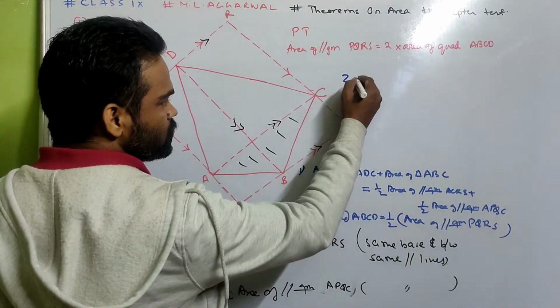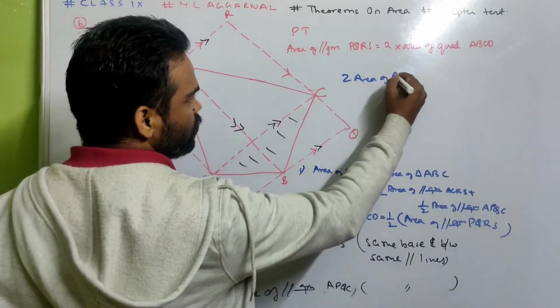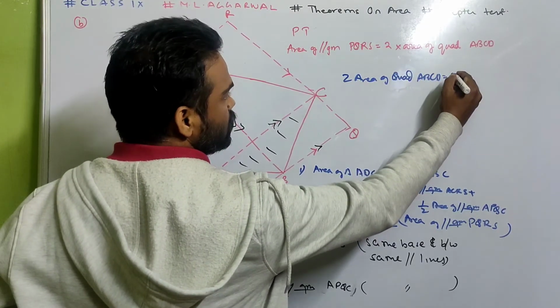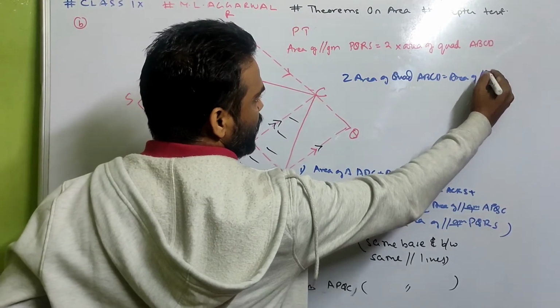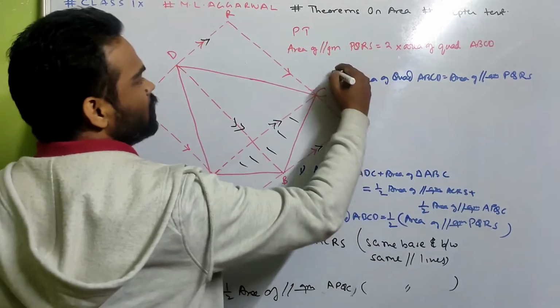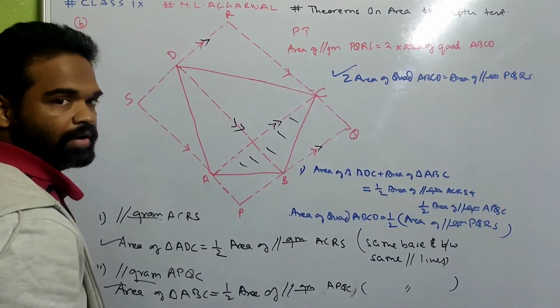Bring 2 over here. So twice the area of quadrilateral ABCD is equal to the area of parallelogram PQRS. That's the proof. Done.